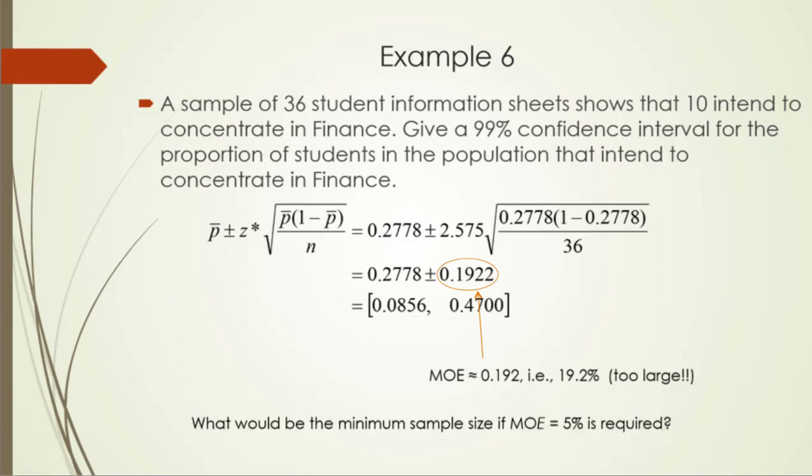If we were to reduce the MOE to only 5%, how many students do we need to sample this time? You may probably realize that this is a sample size problem again, asking us to find a minimum number of students we need to recruit for our survey.